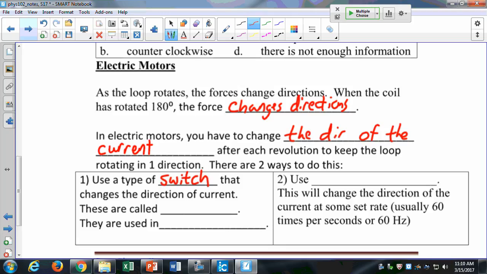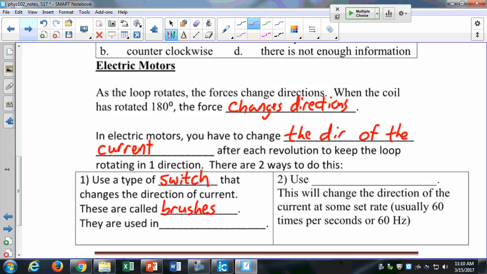This is kind of like those double pole, double throw switches that you've been using in lab. If you've done the tangent galvanometer, you use the double pole, double throw switch, the black switch, where you can go either direction. That changes the direction of the current. And electric motors use a similar thing to that, a type of switch that changes the direction of the current. And these are called brushes.